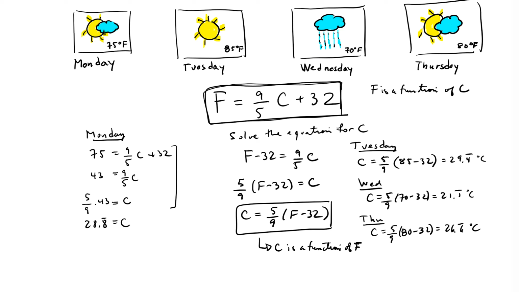In other words, if you've got two variables and you can solve the equation for either variable, you have two functions. If it's like we have here, F and C, in one case, F is a function of C. In the other case, C is a function of F. So in one case, the input is C, the output is F, and then it's kind of backwards: the input is F, the output is C.